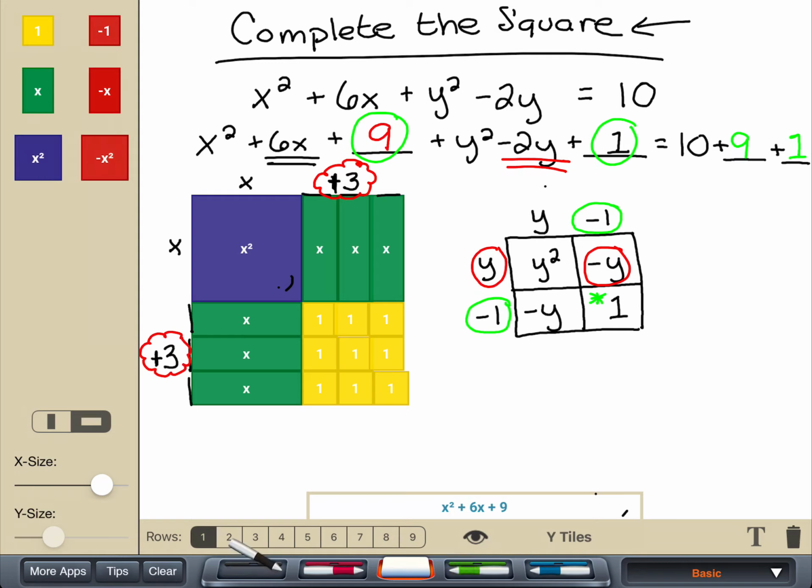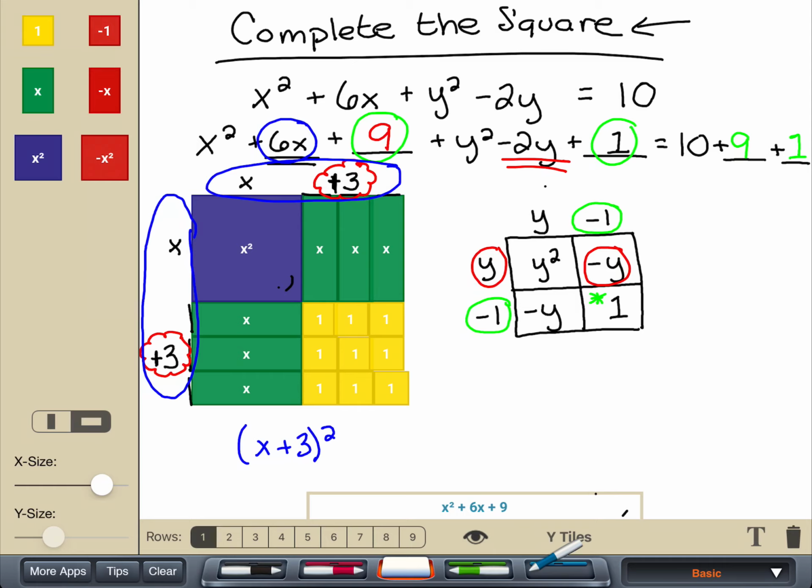Right? So on the first part, the x's, now we have x plus 3 times x plus 3. That gives us x plus 3 squared. You also could have just taken half of the 6. For the y's, we have y minus 1 and y minus 1, which gives us y minus 1 squared.